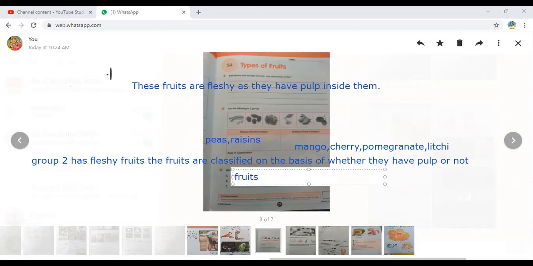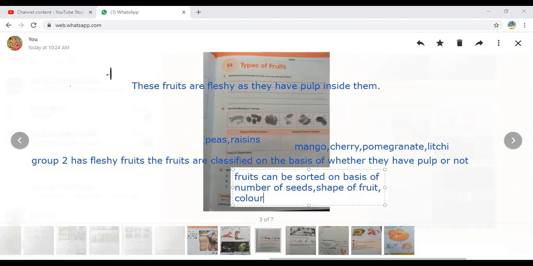Fruits can be sorted on the basis of number of seeds, shape of the seed, shape of the fruit, color of the fruit.